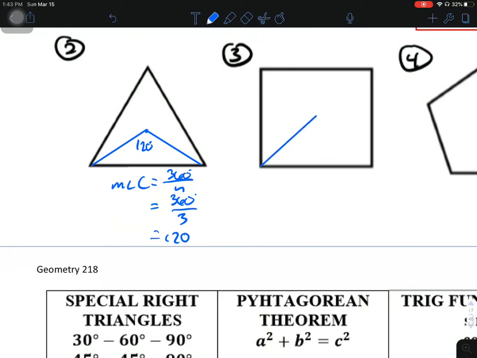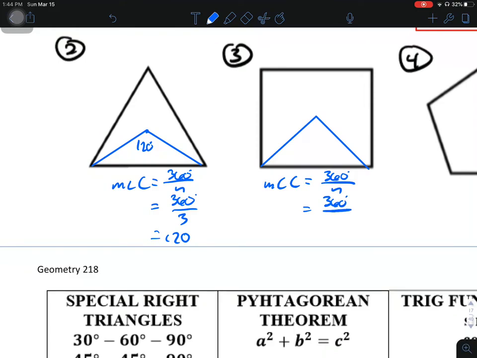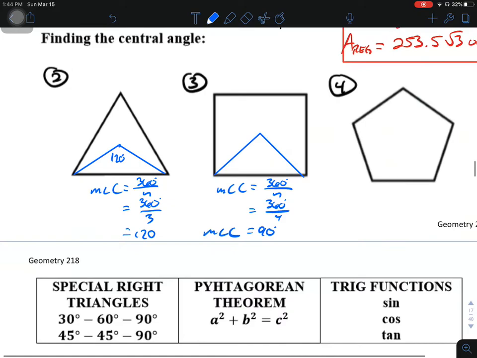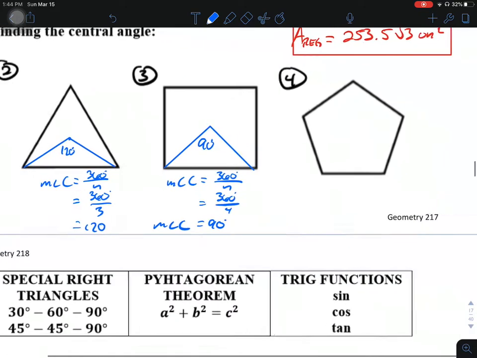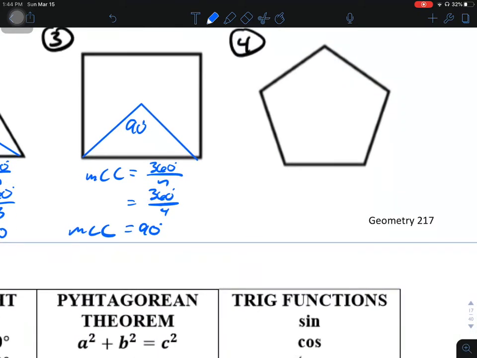For a square, and once again, you probably wouldn't use this formula, but there's times where you might. The measure of a central angle is 360 degrees divided by the number of sides. A square has 4 sides. So we would get the central angle is 90 degrees. For a pentagon, the measure of the central angle is 360 divided by 5, which is 72 degrees.